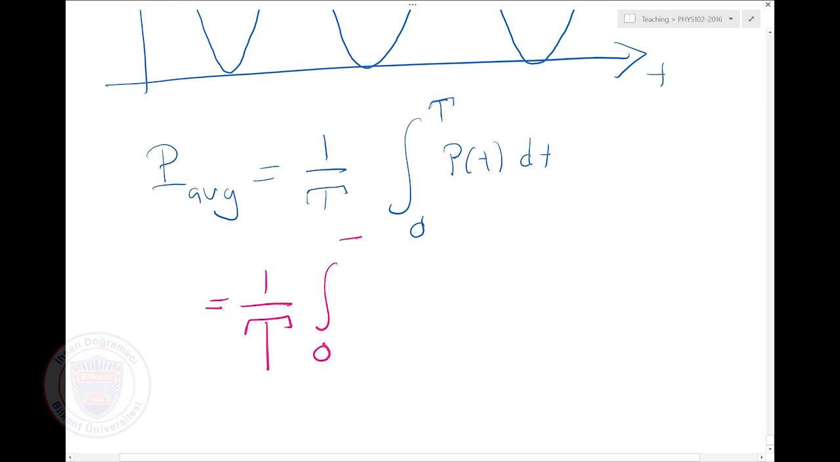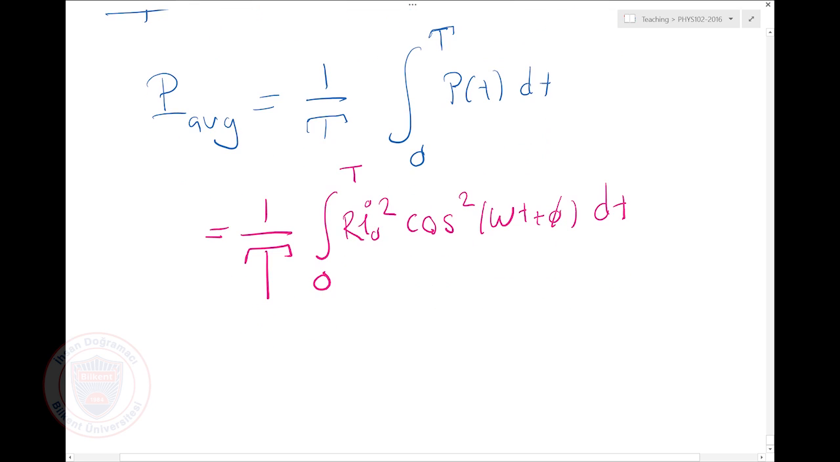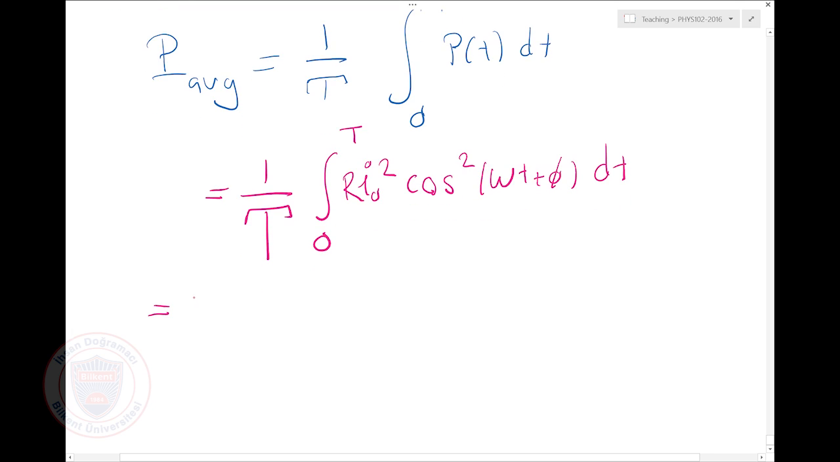Okay, first let me write this down. It's going to be 1 over T times the integral from 0 to T of P of t, which we said is I0 squared times R times cosine squared of (omega t plus phi) dt. So let me take these out: R I0 squared over T.